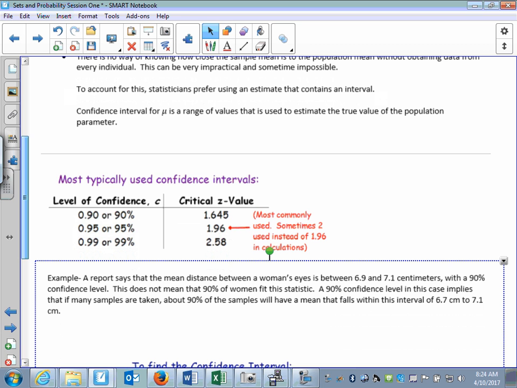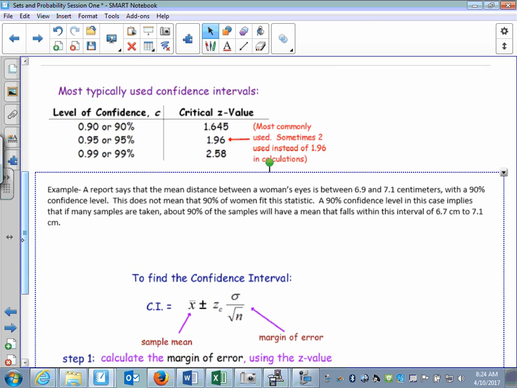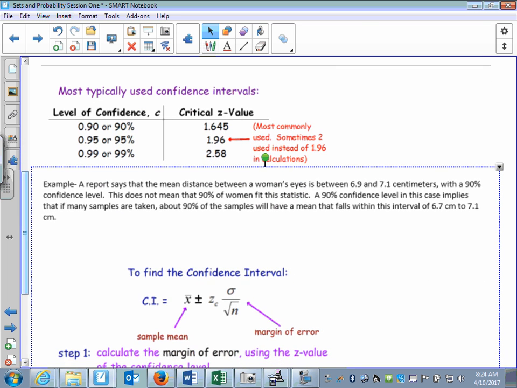So what we do is consider our level of confidence. If we want a level of confidence of 90%, then we're going to use a z-value of 1.645. If we want a 95% confidence interval, we're going to use 1.96. And if we want a 99% interval, we're going to use 2.58.